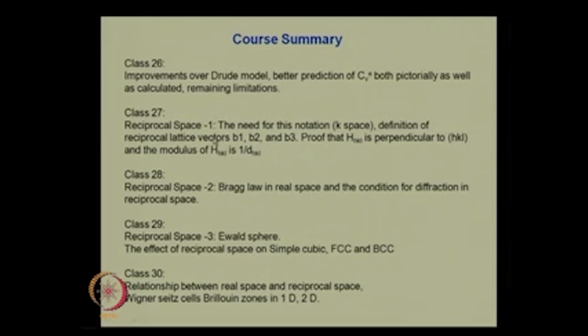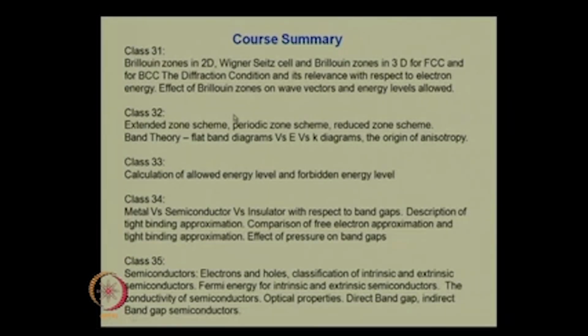We looked at its construction, we looked at how diffraction occurs in reciprocal space, what is the condition for diffraction, and what it represents, how it can be represented pictorially, and how it relates to real space, in the sense that what happens to lattices which are simple cubic, FCC and BCC in real space when you look at them in reciprocal space, and in that sense we looked at the relationship between real space and reciprocal space. We defined what are Wigner-Seitz cells and what are Brillouin zones in 1 dimension and 2 dimensions, and we also defined what they are in 3 dimensions for FCC and BCC.